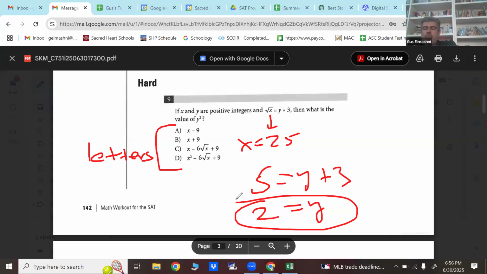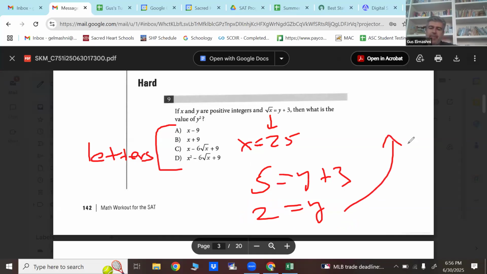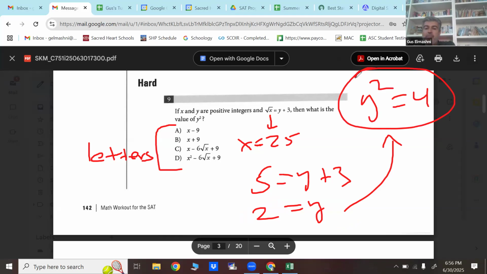Oh, sorry. No. What does the question want? What's y squared? See, I'm already making a mistake. Yeah, you have to answer the question. It didn't ask for y, it asked for y squared.